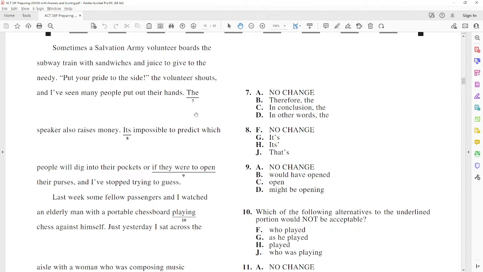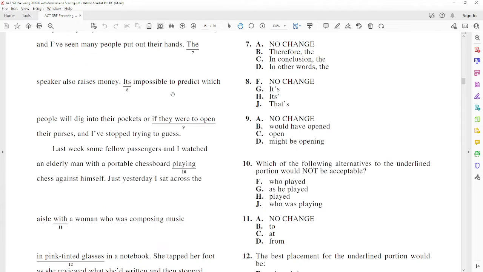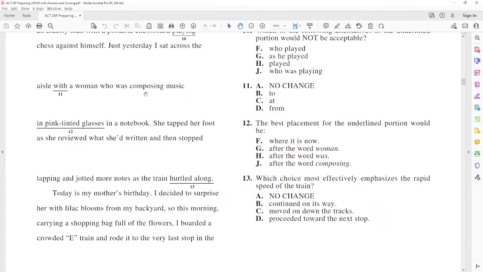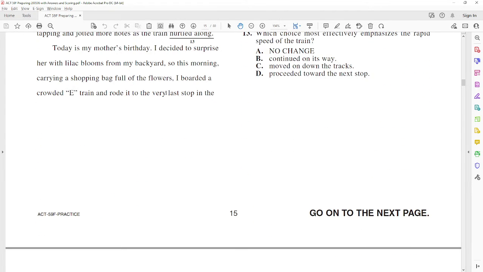Second paragraph is about the Salvation Army person getting on, giving out sandwiches, and then taking some donations. Then there's more about people seen on the bus. And then the last paragraph is about the mother's birthday and the kind people, and not on the bus, the subway. The kind people on the subway do not crush the flowers.